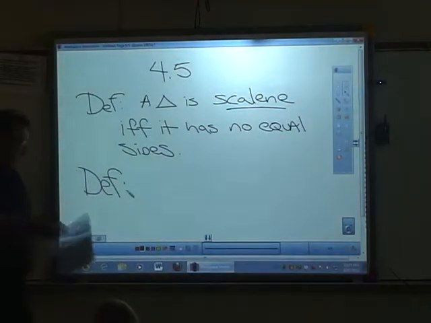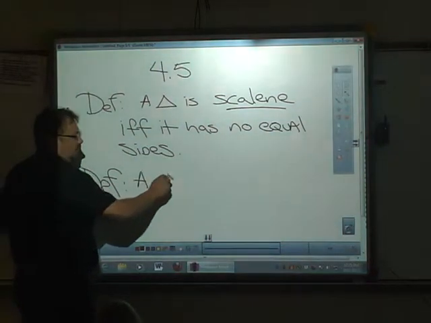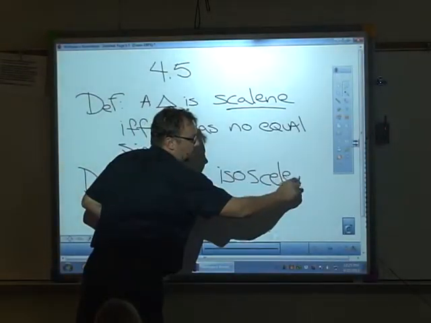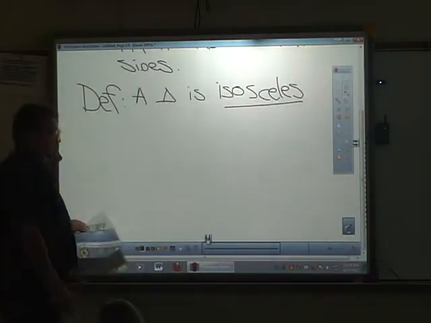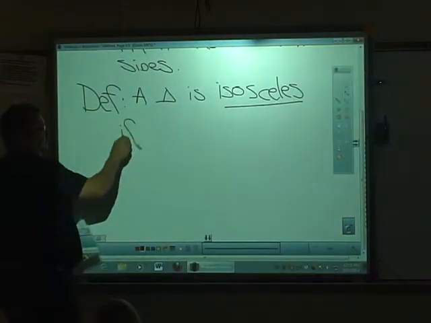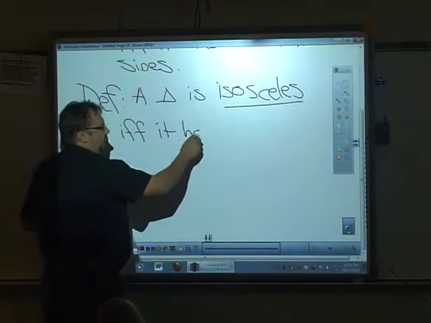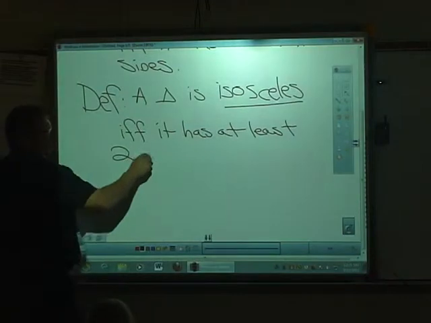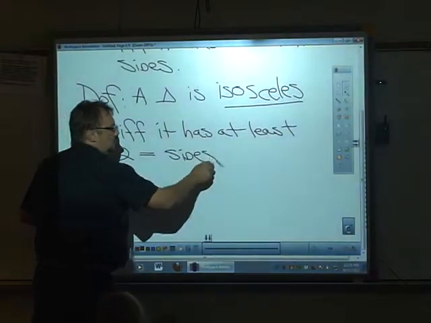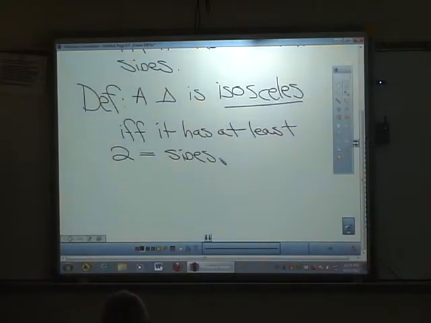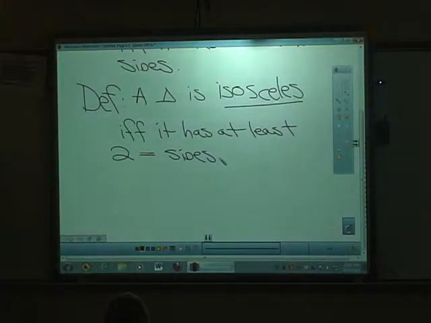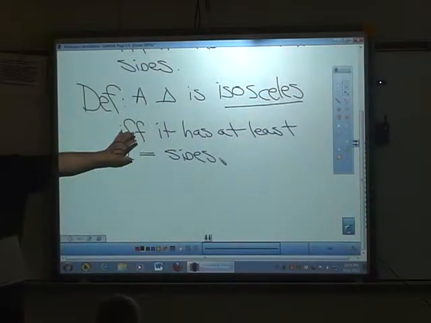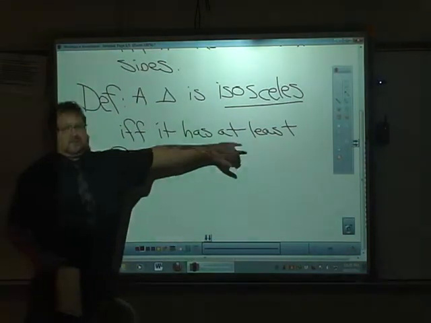Another type of triangle we'll be looking at is what's called isosceles. A triangle is isosceles if and only if it has at least two equal sides. Now the key here is the "at least." It can have three equal sides and still be isosceles, but it has to have at least two equal sides to be considered isosceles. When we have the test on this, I'm going to be looking for the "at least." Make sure you do that.